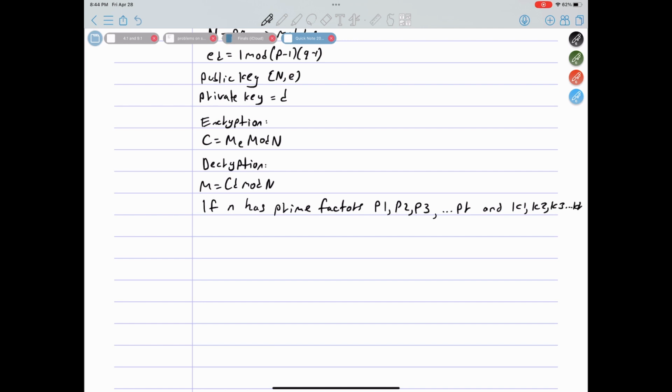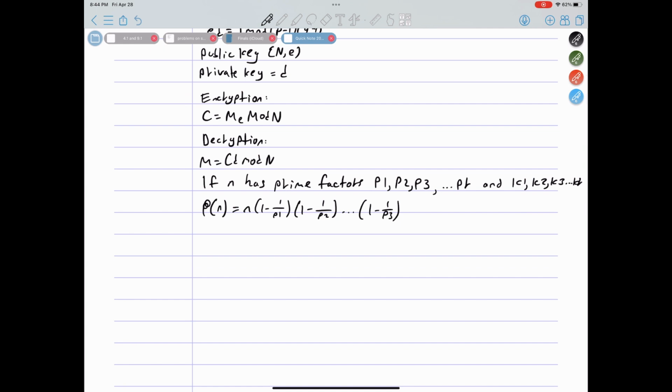If n has prime factors p1, p2 all the way to pr, and k1, k2 all the way to kr are the respective powers, then phi(n) can be calculated as n times (1 minus 1 over p1) times (1 minus 1 over p2) all the way to (1 minus 1 over pr).